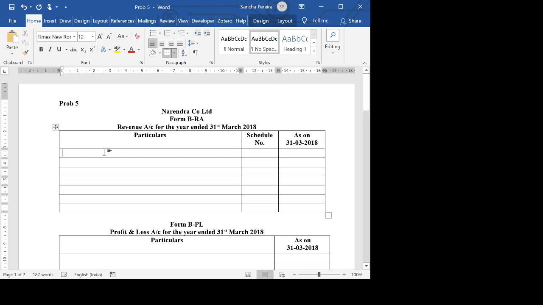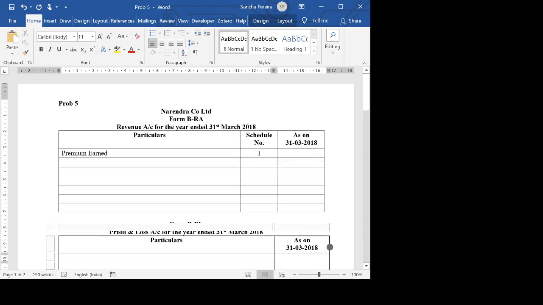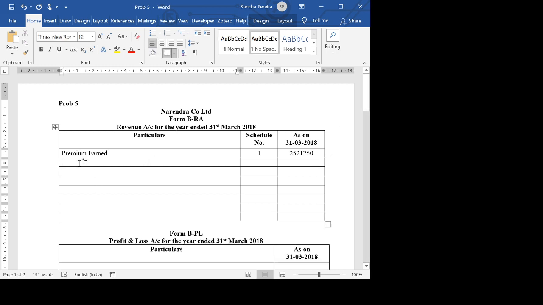So the first thing that we start with is premium earned, which is schedule 1, and the premium earned is 25 lakhs 21,750. Now mind you, there is another item, which is interest. And why are we taking it here? Because they've said all these are related to marine insurance business. So how much is that interest?